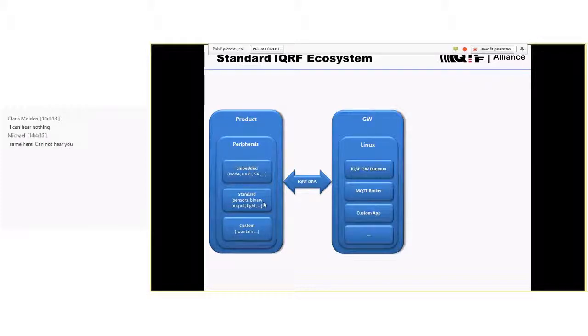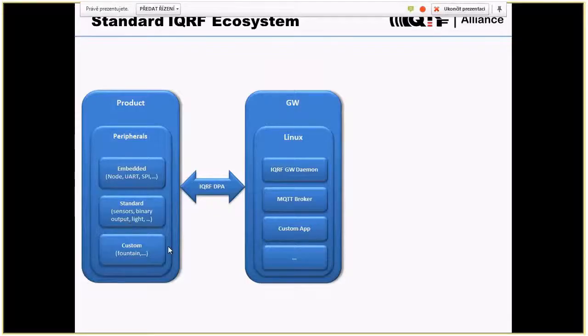If you use the so-called DPA handler, you can implement other peripherals, your own, which we call custom peripherals, to control your proprietary hardware, for instance. The topic for today is standard peripherals, meaning the peripherals that the IQRF Alliance standardized. Today we have 3 peripherals: standard sensors, standard binary output, and standard light.